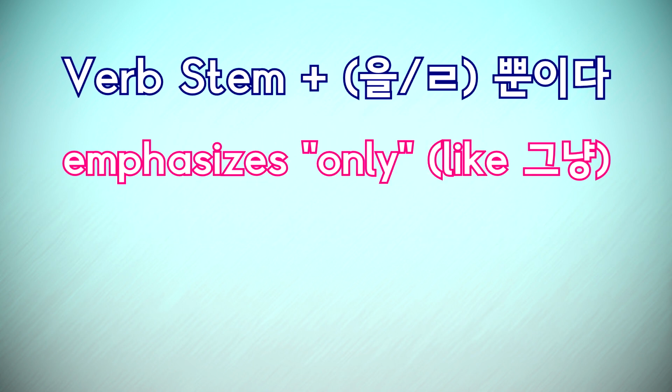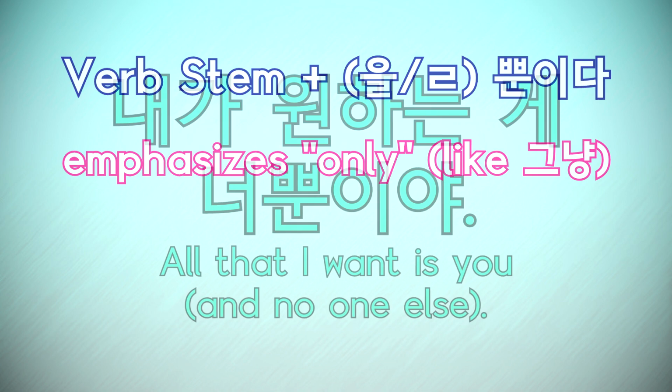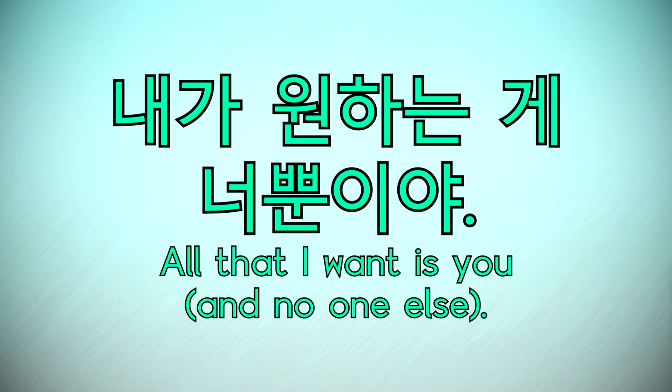So if you wanted to say that a noun is only something and you don't want it to sound negative or to sound like you're complaining about it, just use 뿐이다 instead. Or even better, just use the adverb 그냥. Here's one more example. 내가 원하는 게 너뿐이야. All that I want is you and no one else.